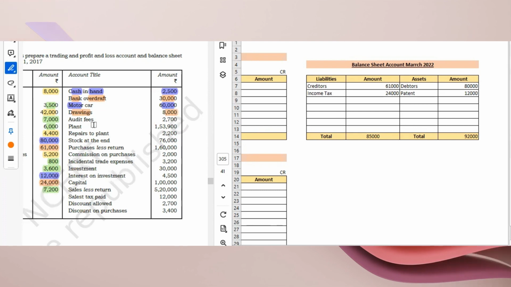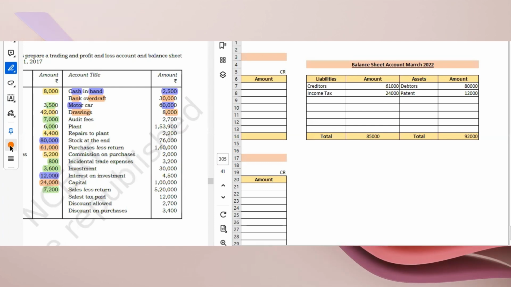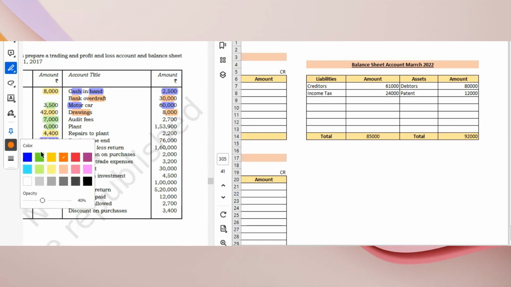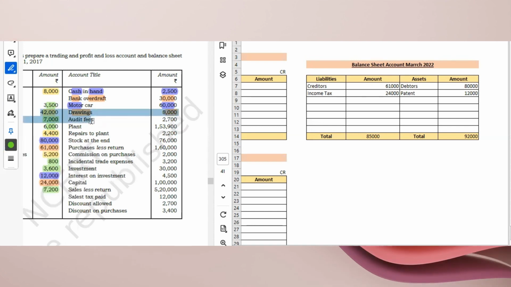Audit fees. So now what is audit fees? It is an operating expense. For every year you will audit your company, and for that you have to pay your auditors. So that is a recurring expense. That is a P&L item. So you just mark it under P&L. So what is your P&L? It is a green item, right? Just mark it.